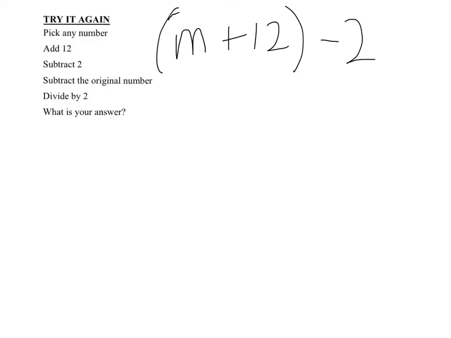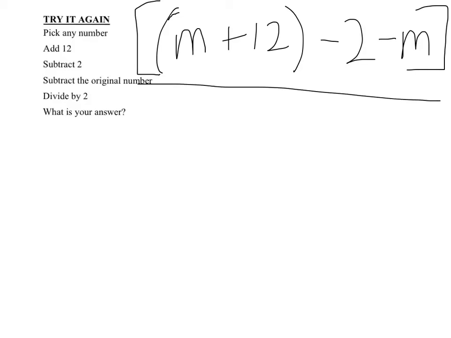You're going to run out of room now. I am going to run out of room. And then subtract the original number. We'll just do some advanced math here. There you go. And now here's where you have to be careful. You've got to divide the whole thing by 2. So what I want to do is make the whole thing one quantity. And then I can divide the entire thing by 2.